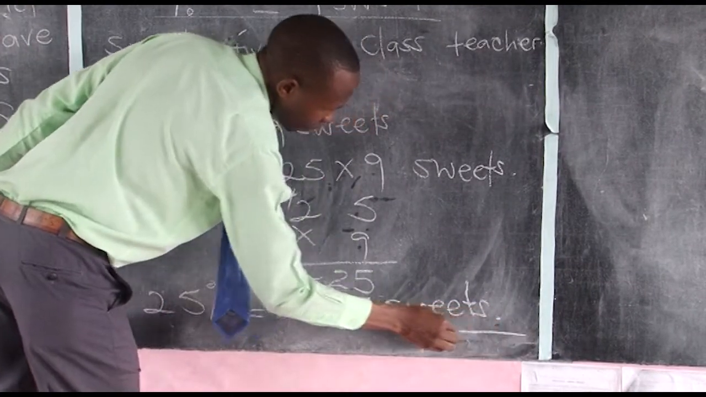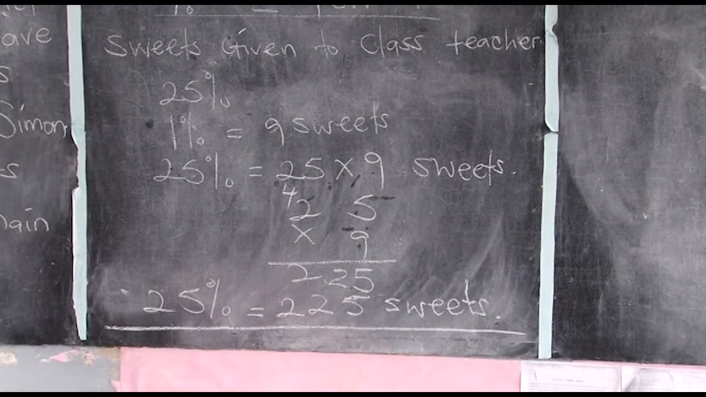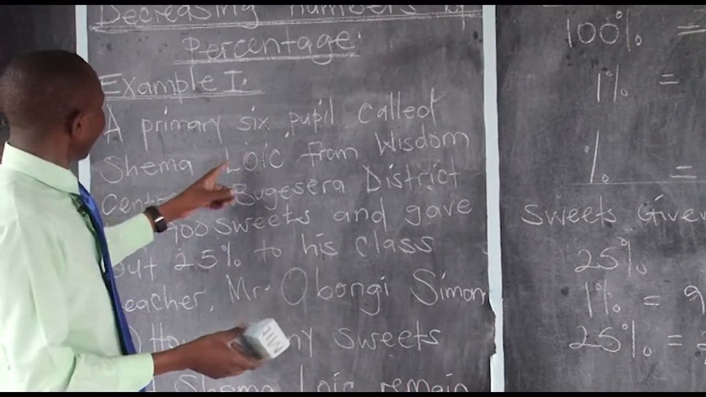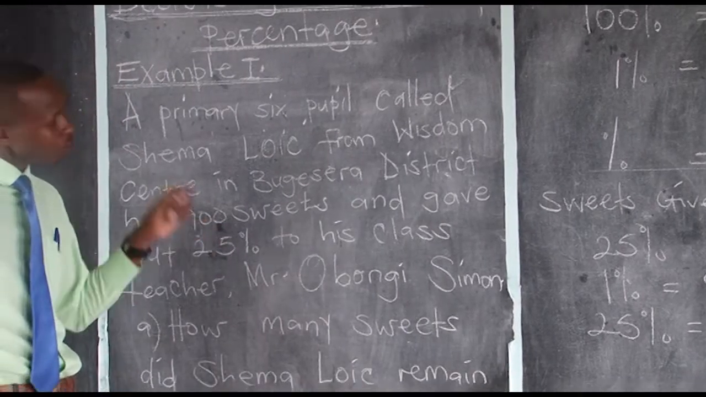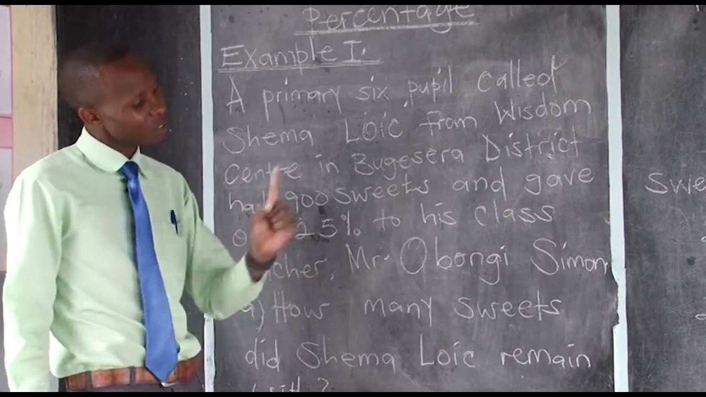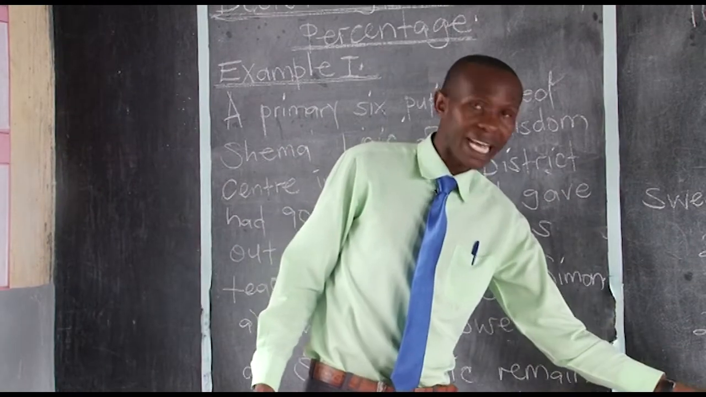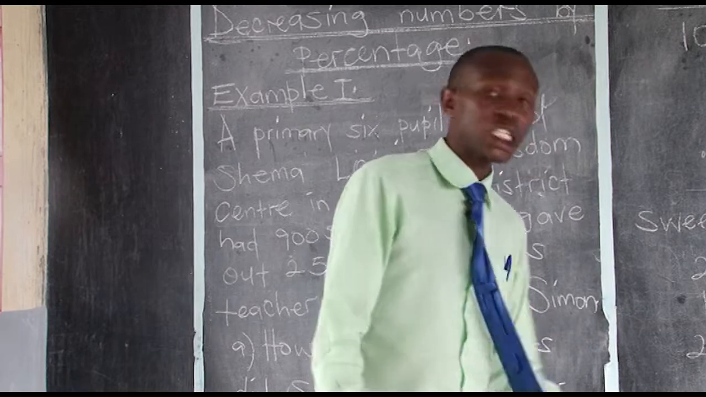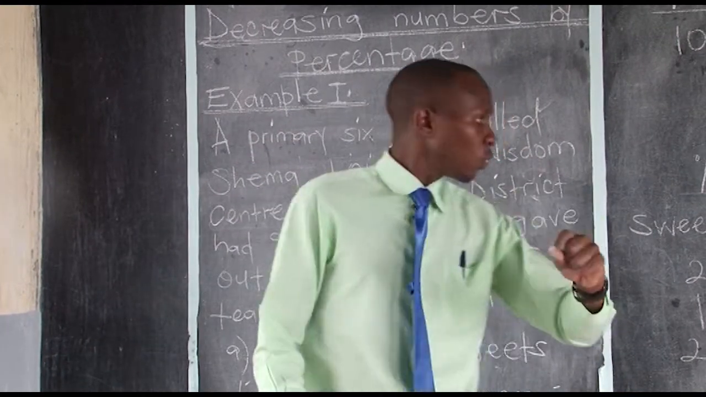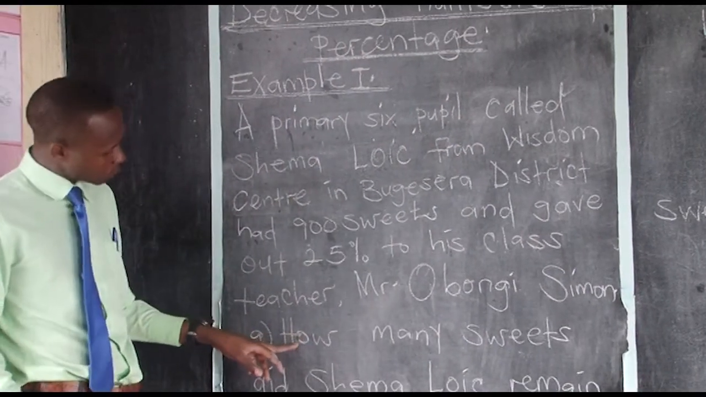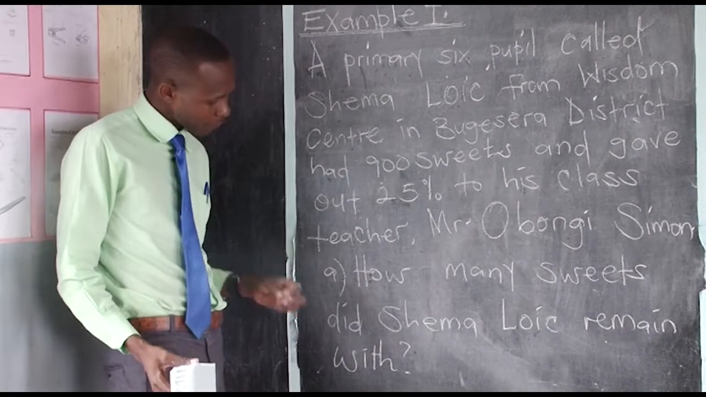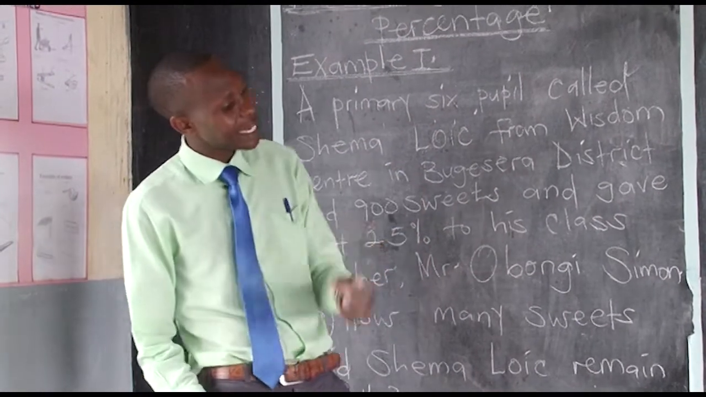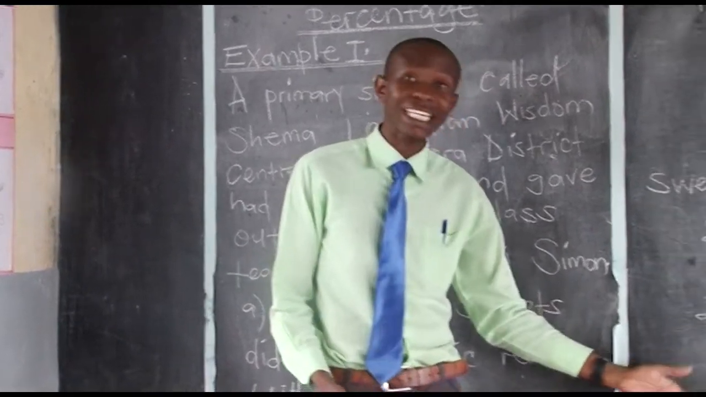These are the number of sweets given to the teacher. And how many sweets did he have at first? How many sweets did he come with from home? This boy came from home with 900 sweets. But out of 900 sweets, he gave out 25%, and according to what we have calculated, it has given us 225. So what will be the next step? To answer question A, how many sweets did Shemaroyik remain with, we shall get the number of sweets that he came with from home, then subtract the number of sweets that he gave his teacher.